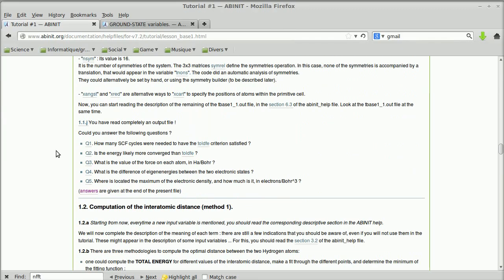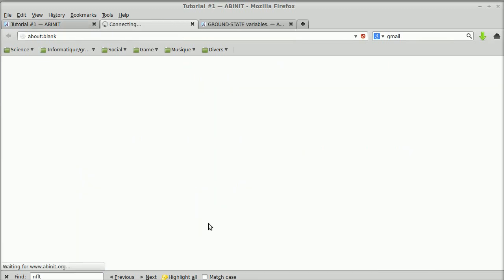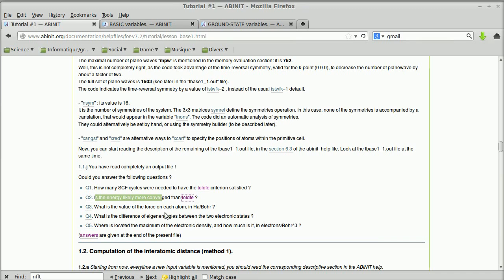So now you should be able to answer those 6 questions. So for example, how many self-consistent cycles were needed to achieve the toldfe criterion. So we saw it was 6, and the energy was likely to be more converged because of the definition of the toldfe, which required that it should be converged. So we can click on toldfe. It says that the tolerance of the absolute difference of total energy that is reached twice successively. So likely you will be at least 2/3 self-consistent cycles more converged than the criteria you set.